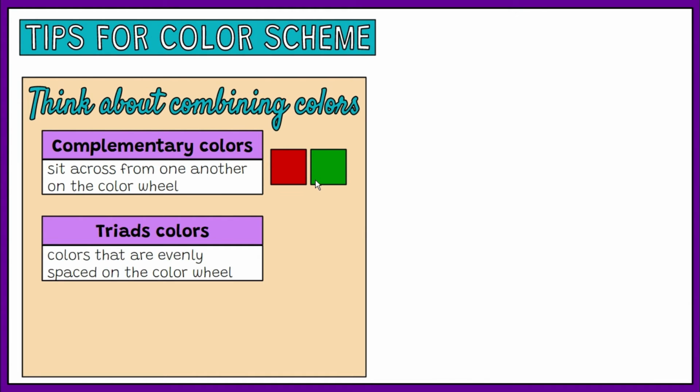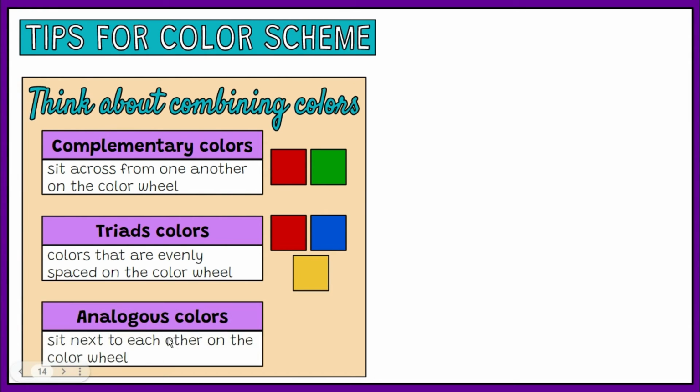Triads use evenly spaced colors on the color wheel, like red, blue, and yellow. Analogous colors sit next to each other on the color wheel. As a result, analogous colors are extremely similar, like green and yellow-green.